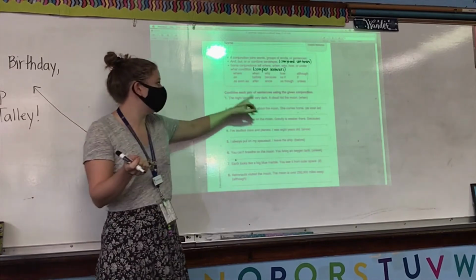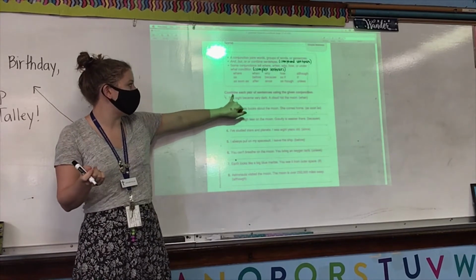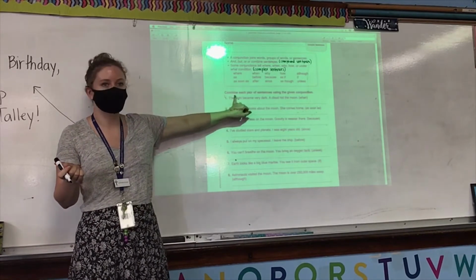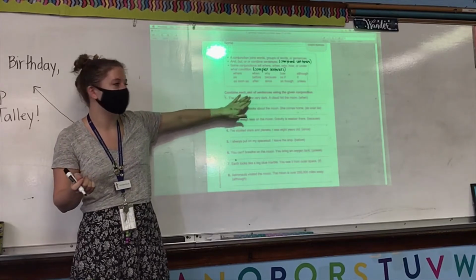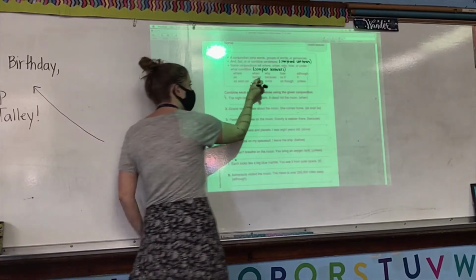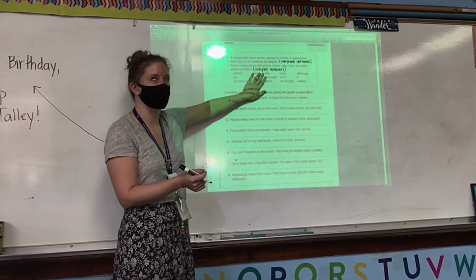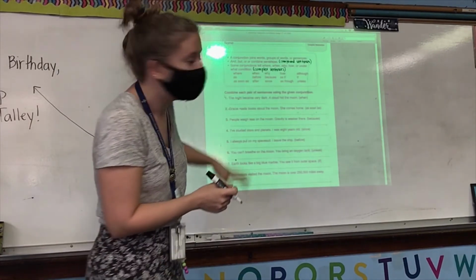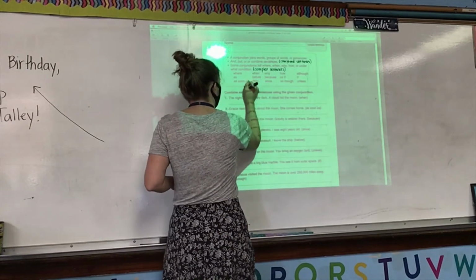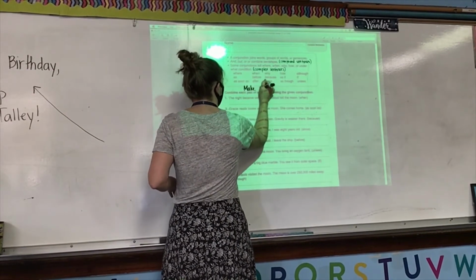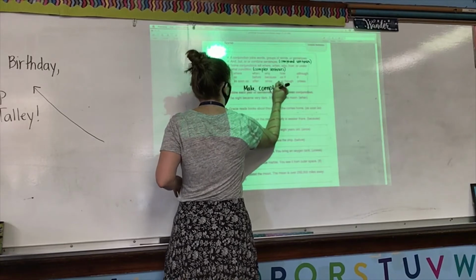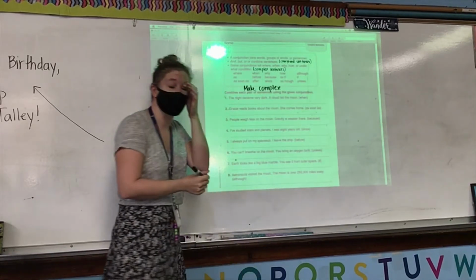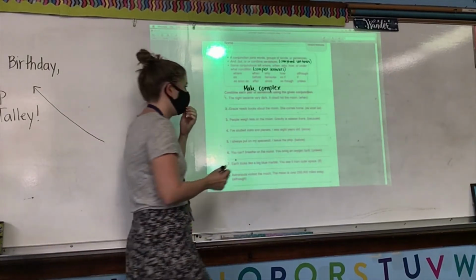Now, number one, so what we're going to do is combine each pair of sentences using the given conjunction. We are creating complex sentences. So that this page has the fact that we are doing complex sentences, write it here. Make sure you're writing complex, not compound, sentences.